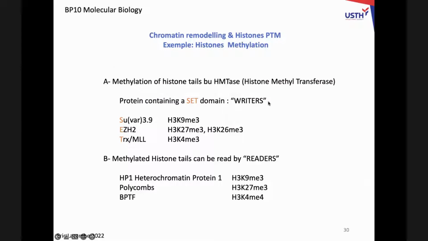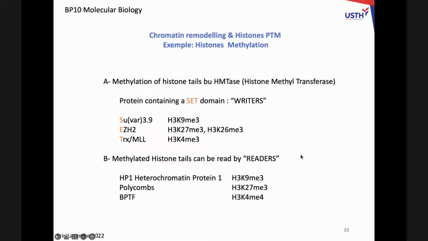Okay, and we have the writers, and the readers. The readers, what are they? They are systems, proteins, complexes of proteins, or whatever, that are able to identify, to read the state of methylation of the lysine. So if a lysine at position 9 is methylated by a writer, for example, the HP1, which is the acronym for heterochromatin protein 1, this HP1 is able to read the state of methylation of this lysine in histone H3.